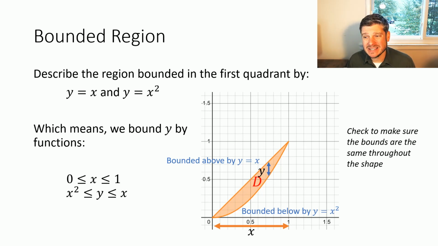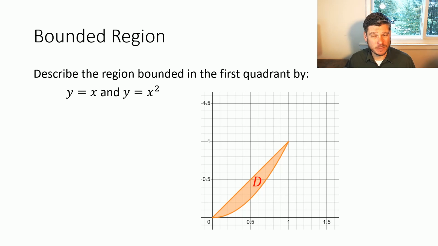Always a good idea, right? I drew that arrow in one spot. Draw it somewhere else. Check across the region. Make sure that the bounds are the same throughout the shape. Now, again, they shouldn't change unless the curves actually intersect each other, but it never hurts to double check, right? It's better to take that extra time and be right than to be wrong very quickly.